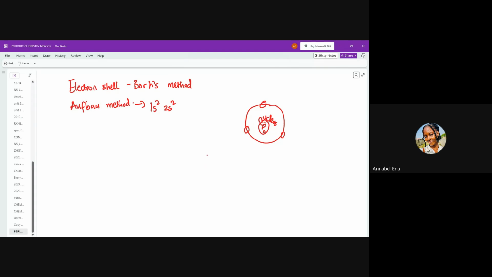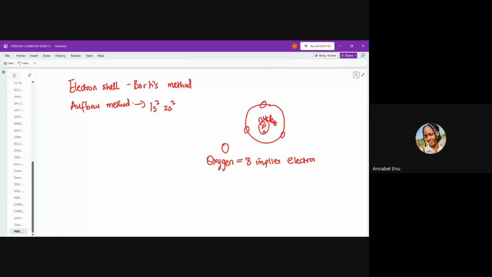Okay, so for example, if we have an element like oxygen, oxygen has an atomic number of 8. This means that for a neutral oxygen, when we say neutral oxygen, we mean just O. It's not charged. It's not having any -2 or plus anything. For a neutral oxygen, the atomic number is 8, which also implies that the electron number would also be 8.